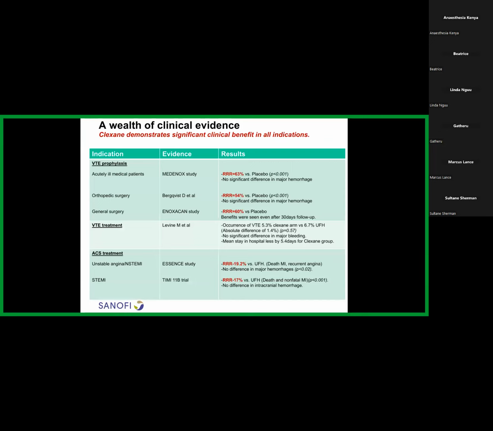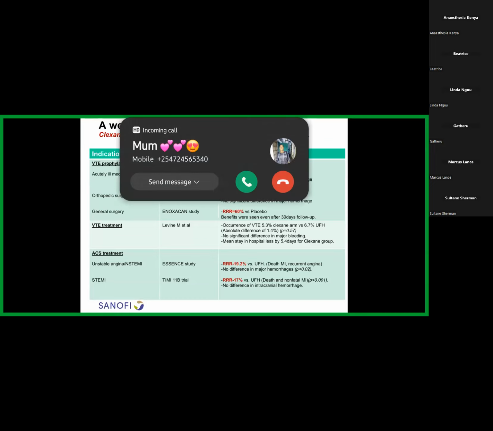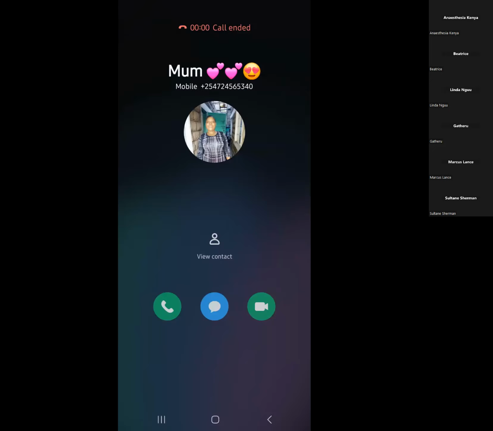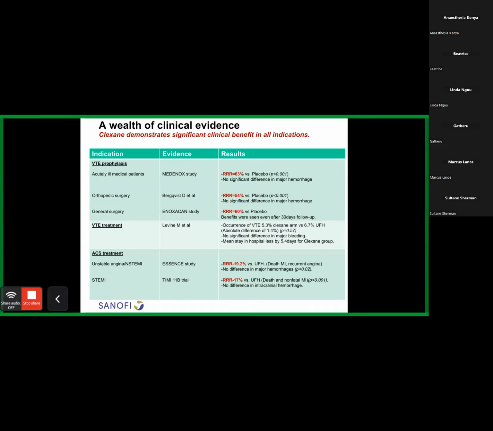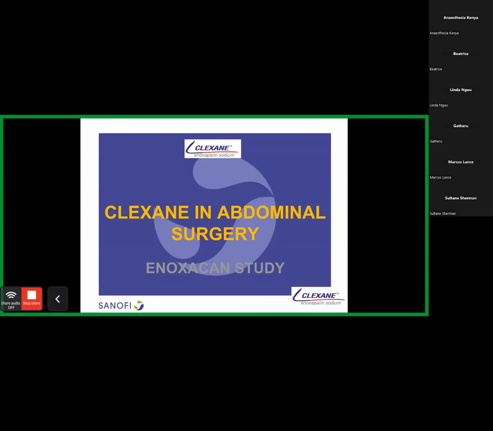These are some of the studies that have been done using Clexane for different indications, starting from medically ill patients. And of interest to you mostly will be the surgeries. In orthopedic surgery, we have the BACVAS trial, and in general surgery, we have the Noxacan trial. In treatment, we have Levine et al. And for ACS treatment, we have the TIMI 11B trial. Moving on, I'll talk about one of these studies.